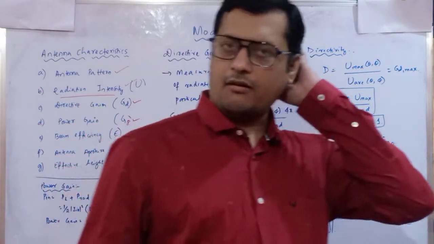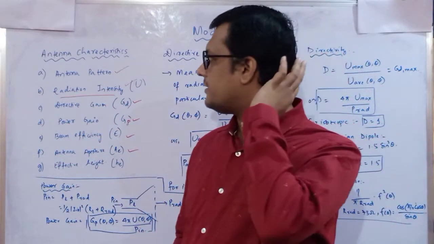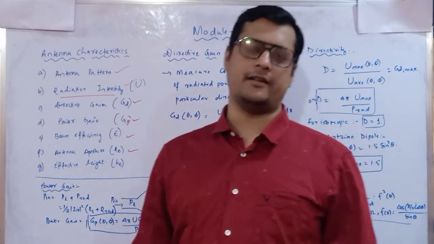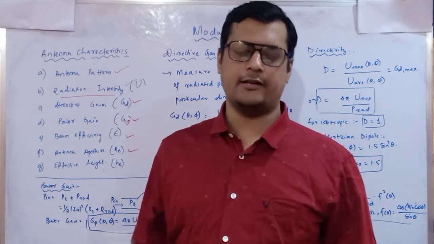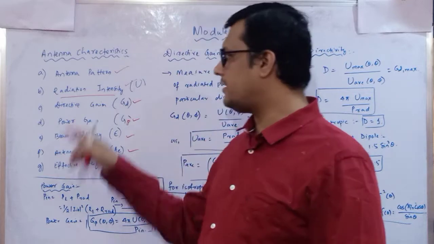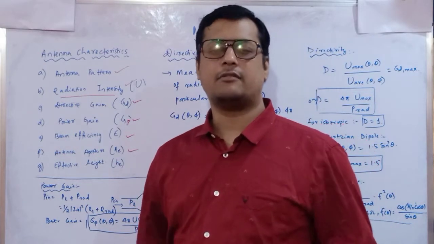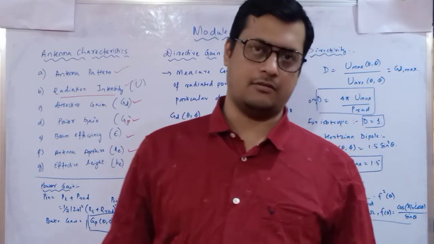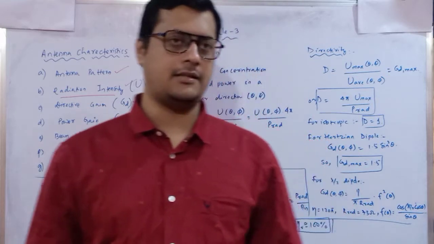Now these are the basic components that we have seen in the last class, the antenna pattern and radiation intensity. These relations are all interlinked with each other. If you understand the radiation intensity, it is quite easy to understand the other features also. So let us discuss step by step.